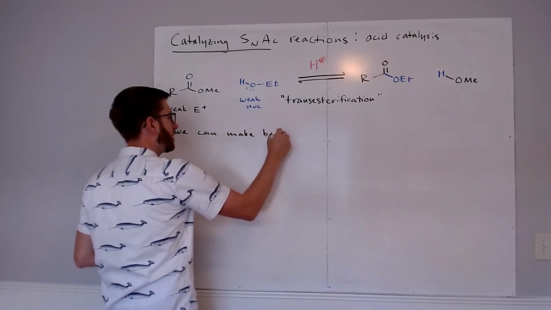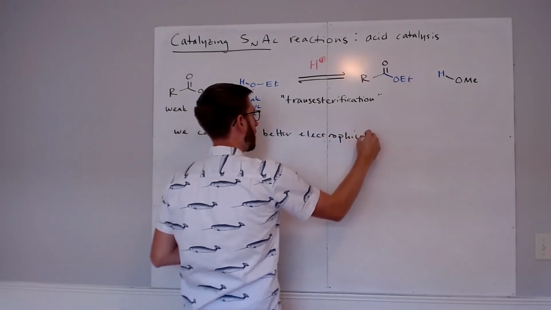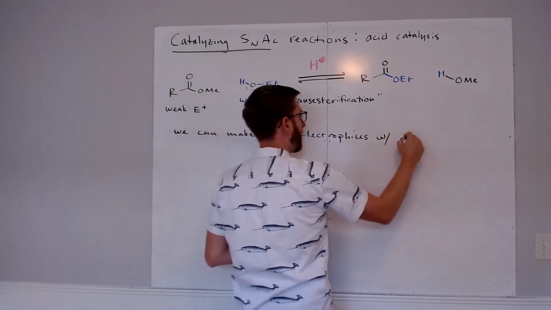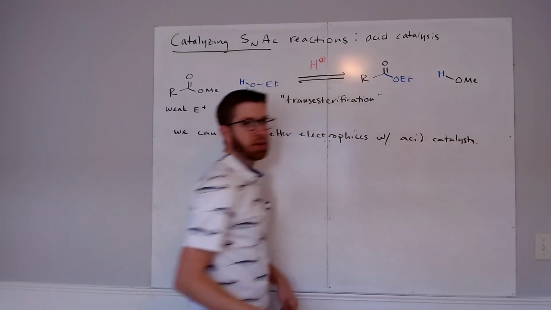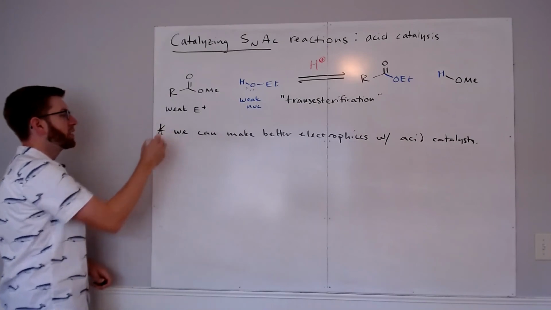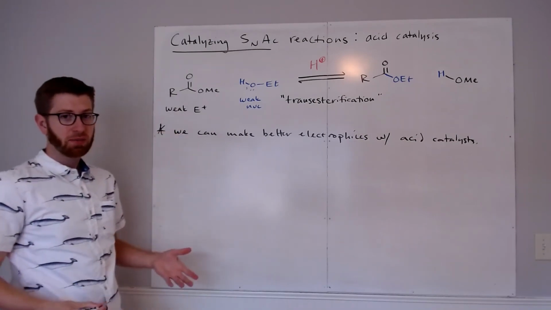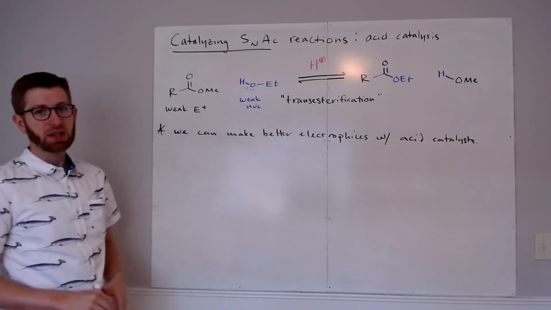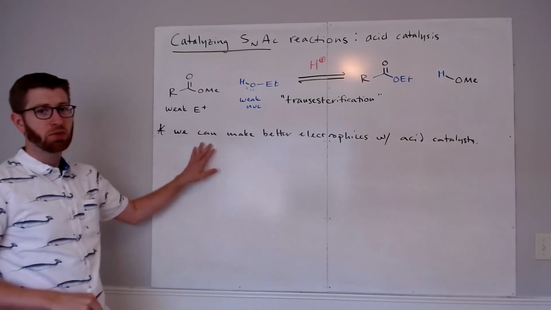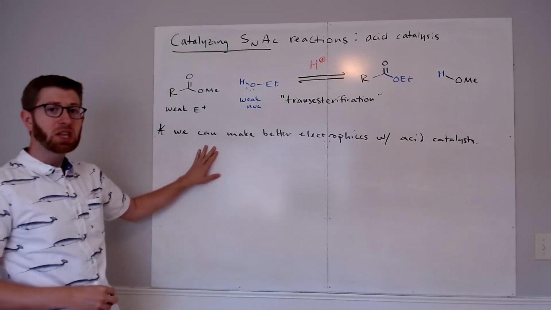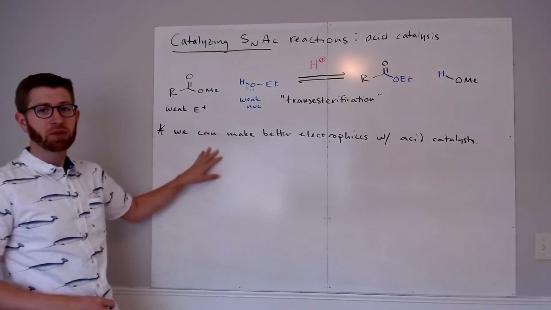So we can make better electrophiles with acid catalysts. This is a really general statement. We're going to see the same principle with different kinds of functional groups, so not just carbonyl-containing compounds, throughout the semester. This is one of these concepts, a little bit like the relationship between pKa and conjugate base stability, that I'd strongly encourage you to memorize. This is also one of the key cornerstones for enzymatic catalysis that you'll see in biochemistry as well.